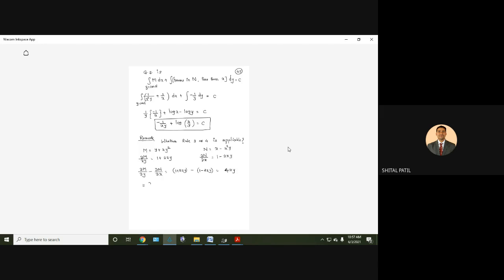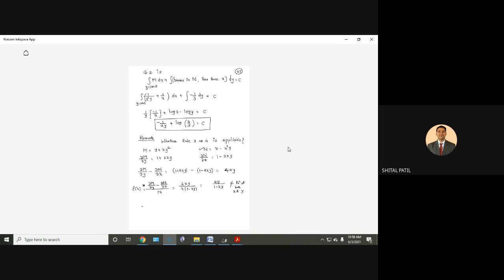So del m by del y minus del n by del x, divided by n. This is already known to us, 4xy divided by n. Here is the n. I can take x common from there. So 1 minus xy. If I simplify, I'll get 4y divided by 1 minus xy. Am I getting a function of x only? Function of x only was required, no. So no, it is a function of both x and y. Therefore, rule number 3 is not applicable.